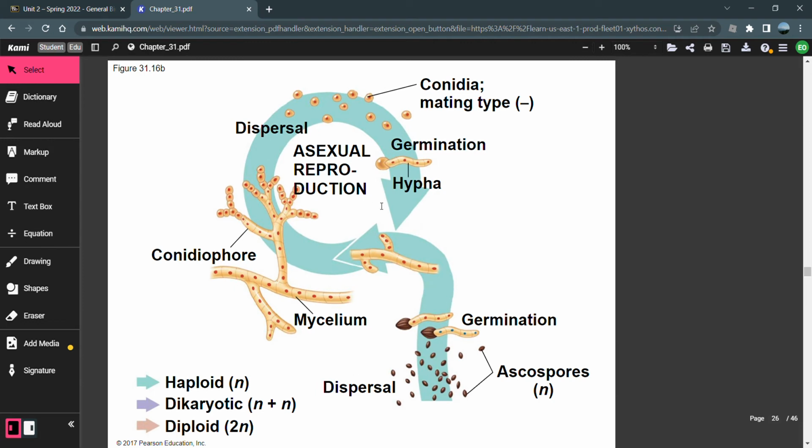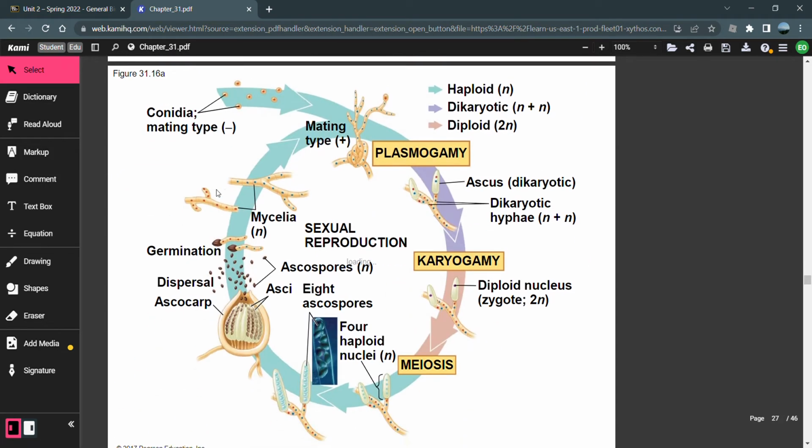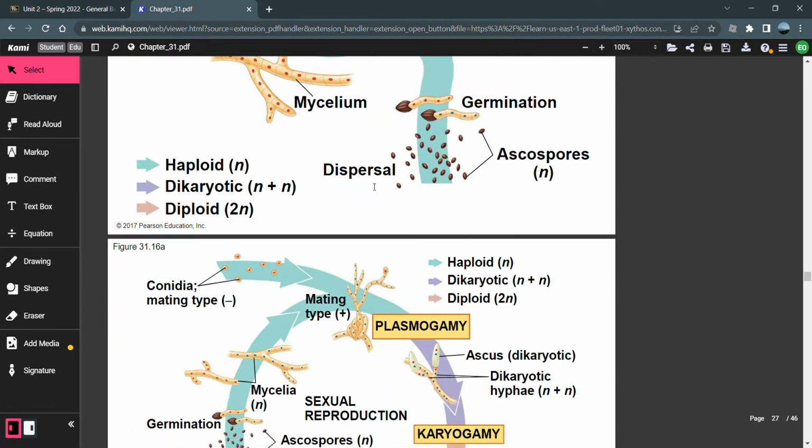So here is a closer look at asexual reproduction. The spores will germinate, the hyphae will grow, and if it wants to go through asexual reproduction, it will grow and grow and grow until the conidiophores, a specialized part of hyphae, release their conidia. Their mating type is negative, and they can germinate themselves and grow into hyphae, into mycelium, and so on. You get the idea. It's pretty simple. This is what I explained up there.